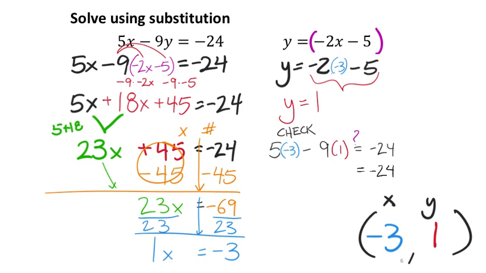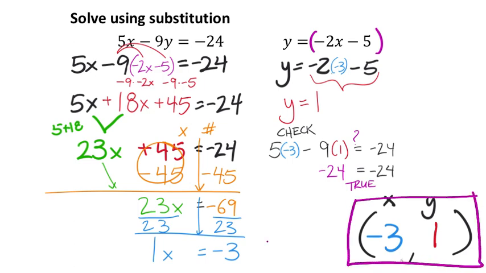So it'd be negative 15 minus 9. Yeah, that's negative 24. Last time I checked, that was true. Negative 24 does actually equal negative 24, which means we have in fact found the solution.